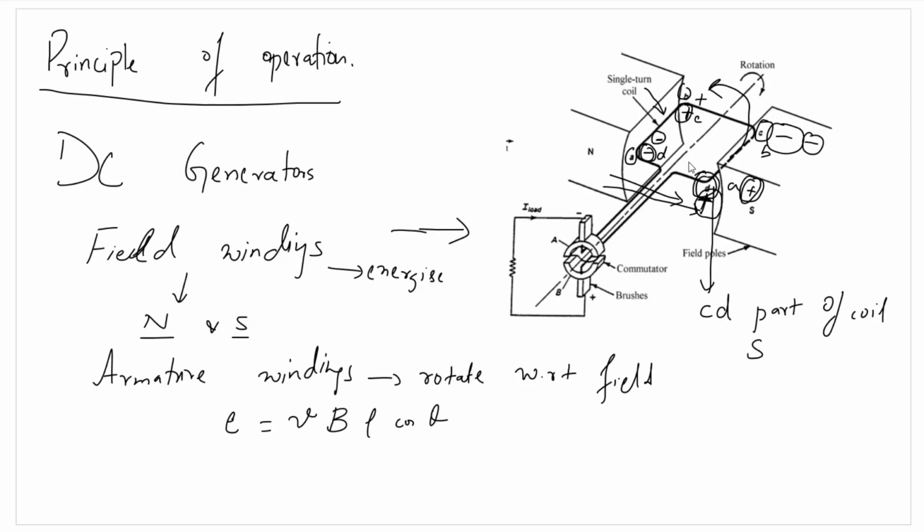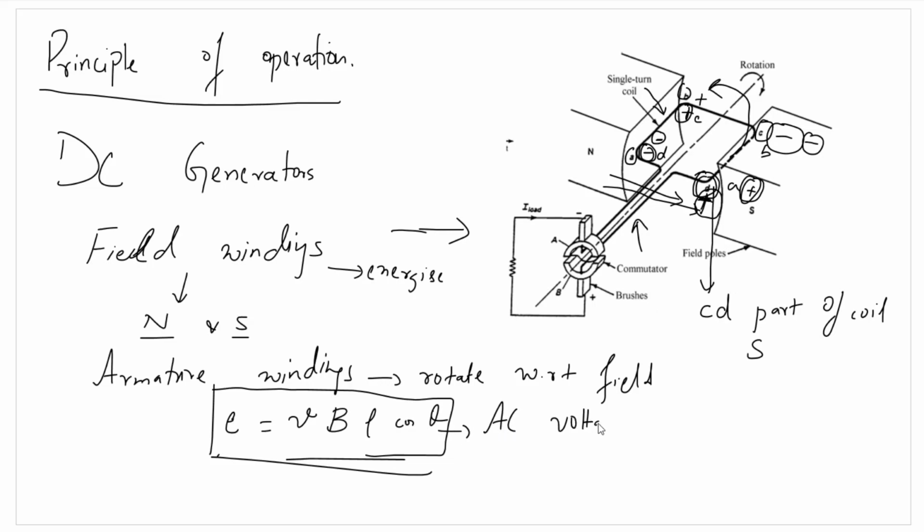That means in these conductors, as they rotate, an AC voltage is induced, not a DC voltage. So this voltage will represent an AC voltage. I can also understand it from the fact that it is associated with the cos component. So it's a sinusoidally varying voltage. That means this voltage will be AC in nature.